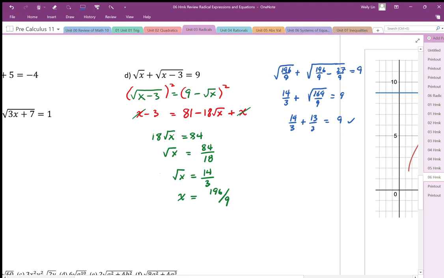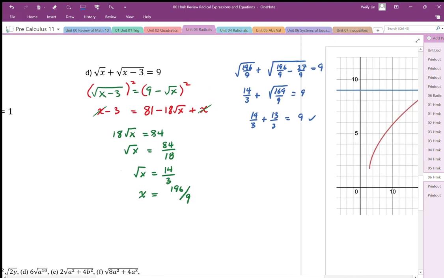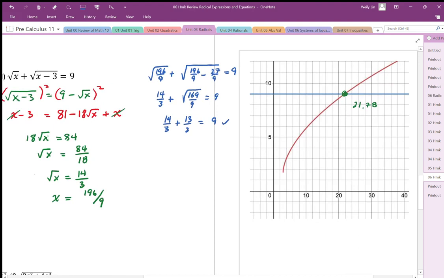Since it's a double square root, I really should graph this. So when I graph this, it looks like this. And I can find the intersection here at 21.78, which is the same as 196 over 9. So this graphical solution also shows me that there are no extraneous solutions here because the extraneous solution would be generated by having that other part of the parabola here.